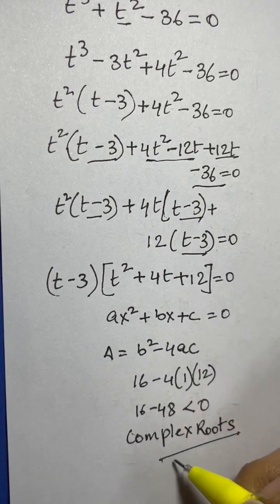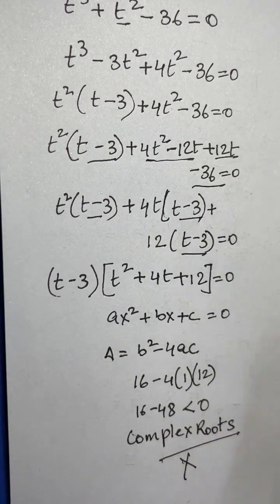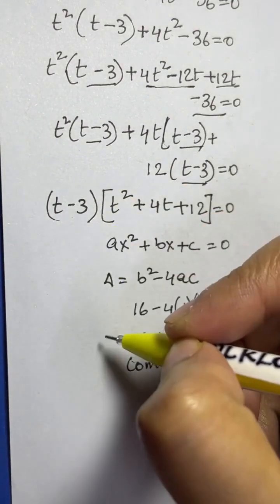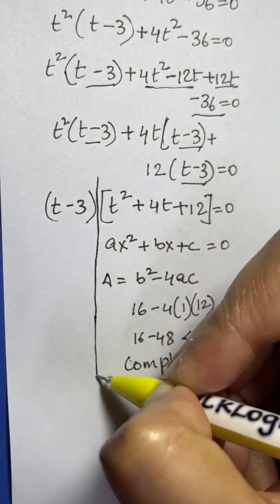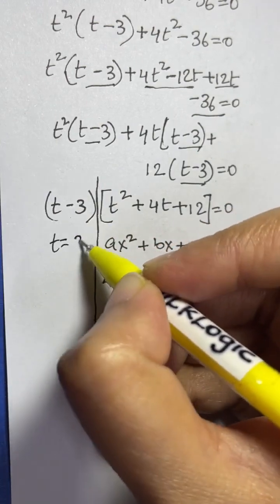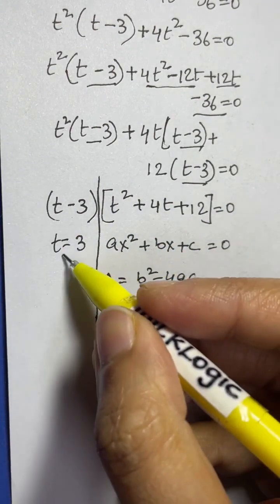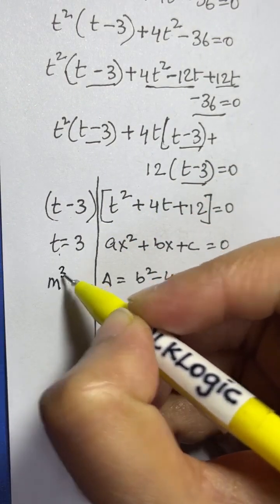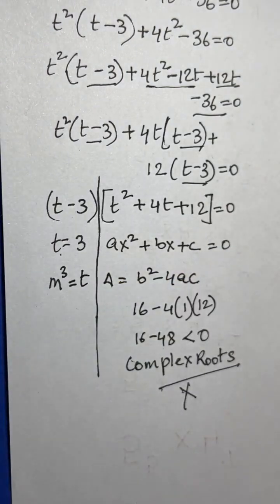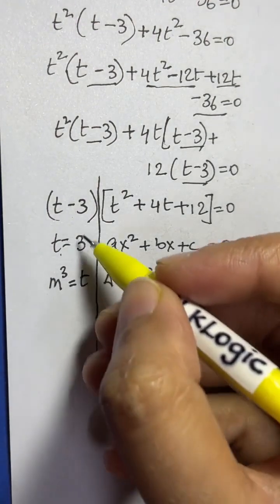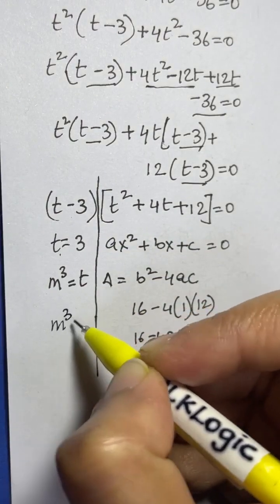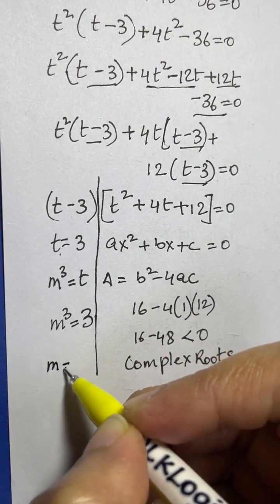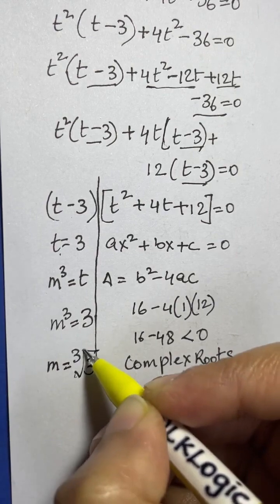So we are going to go for the real roots. Cancel this off. So we're left with t minus 3. Let's find the solution for this: t minus 3 equals 0, so t is equal to 3. Now we already know what t is. What was our t? That was m cubed. We had let m cubed be t. Now we're going to substitute it back. So m cubed is equal to 3. So what is m? m is the cube root of 3.